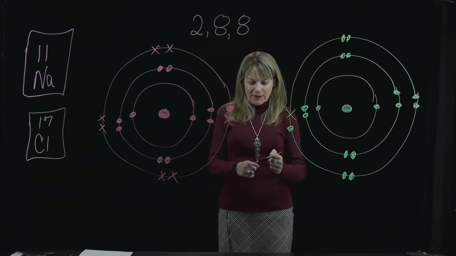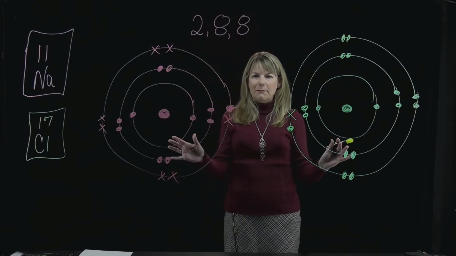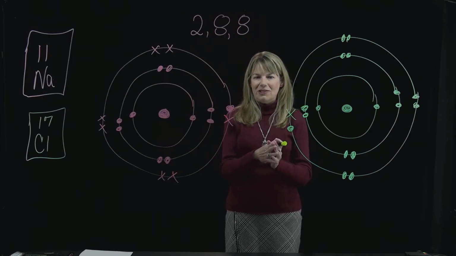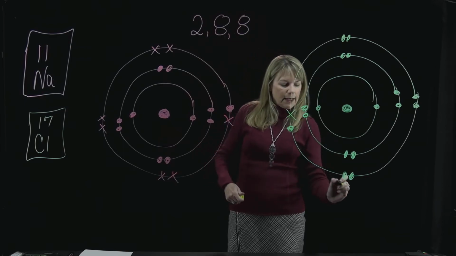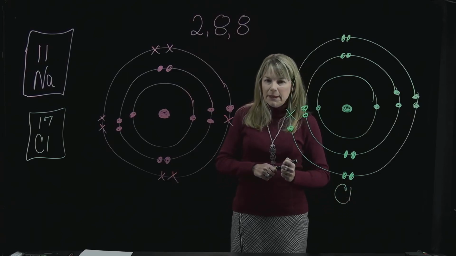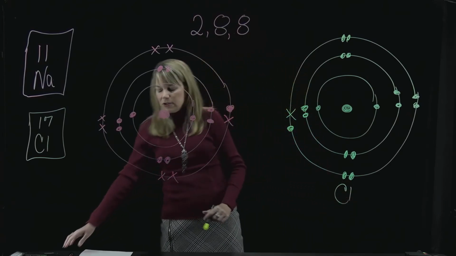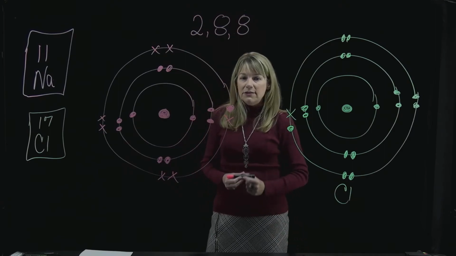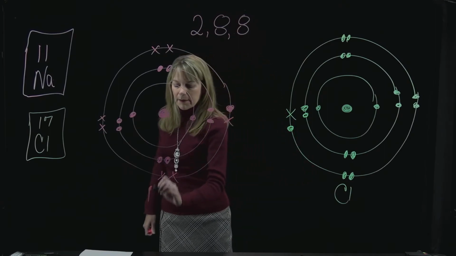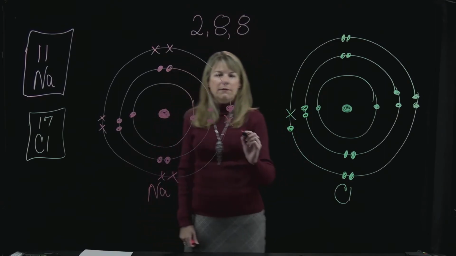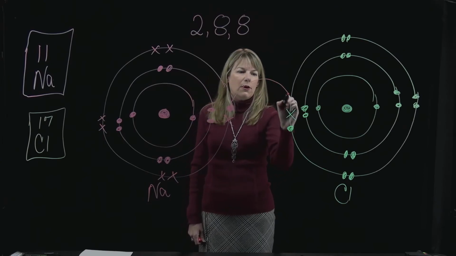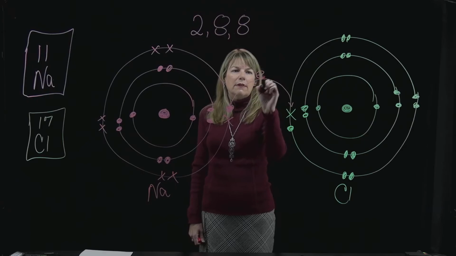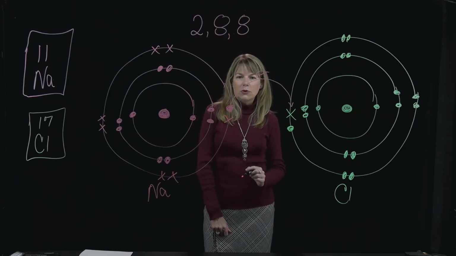So what do you think happens when sodium and chlorine happen upon each other? Well, I think that chlorine says, hey sodium, I would be happy to take on your electron. And so that's exactly what happens. Sodium will give up its electron. There's going to be an electron transfer. So I'm going to transfer this electron over to chlorine.